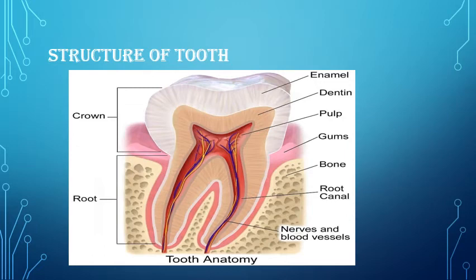Next, enamel. The crown is covered with a hard layer called enamel, or we can say enamel is the hardest substance of a tooth. Enamel is the hardest outermost coating of any tooth.